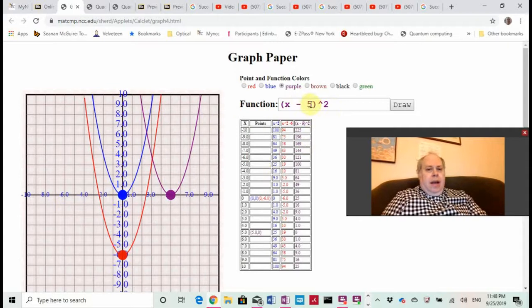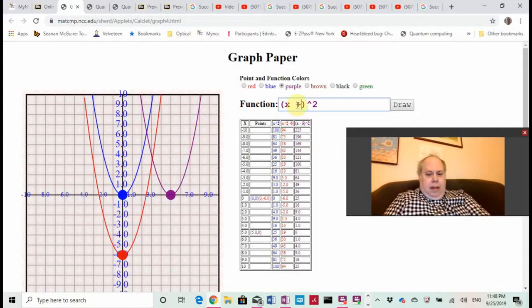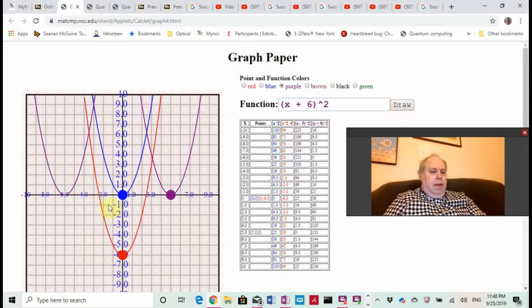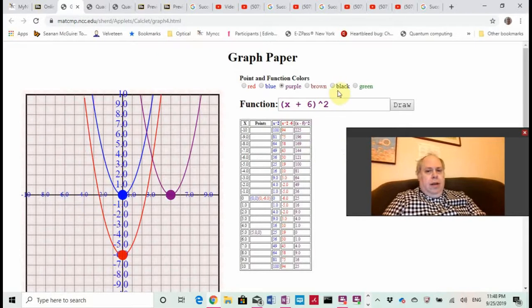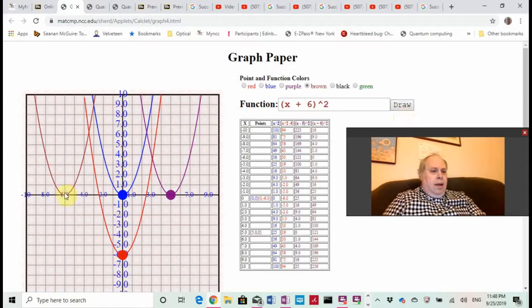So let's say I do x plus 6 squared and hit draw. Now the turning point is at negative 6, 0. And you can see, I get a nice little purple dot over there. Oh, I already used purple for that. Let's change. Get rid of that. I want to change colors to brown. Let's see. There. Now I get a brown dot.